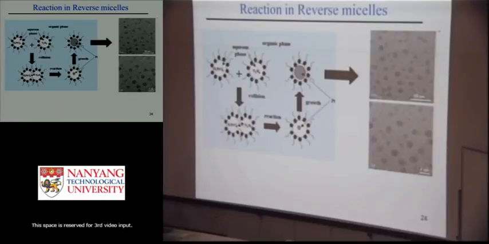Let's say we want to make a platinum nanoparticle. A platinum nanoparticle can be made by mixing a platinum chloride precursor with a reducing agent, which we call hydrazine, N2H4. This is slightly toxic, but highly reducing. So once the hydrazine meets the platinum chloride, we will reduce platinum 4+ to platinum 0. Then we'll give you a platinum nanoparticle.